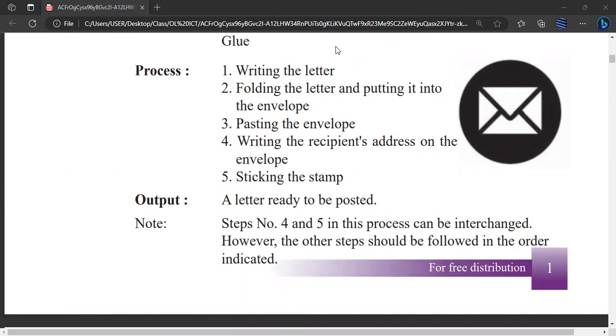It's very clear for you, I hope so. And there is a note here: step number 4 and 5 in this process can be interchanged. Of course, you can stick the stamp and after that write the recipient's address on the envelope. So step 4 and 5 in this process can be interchanged. However, the other steps should be followed in the order indicated.